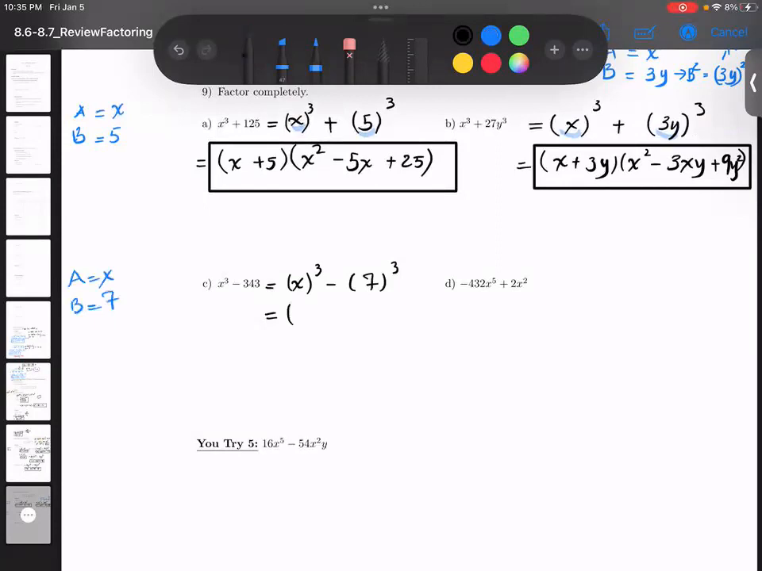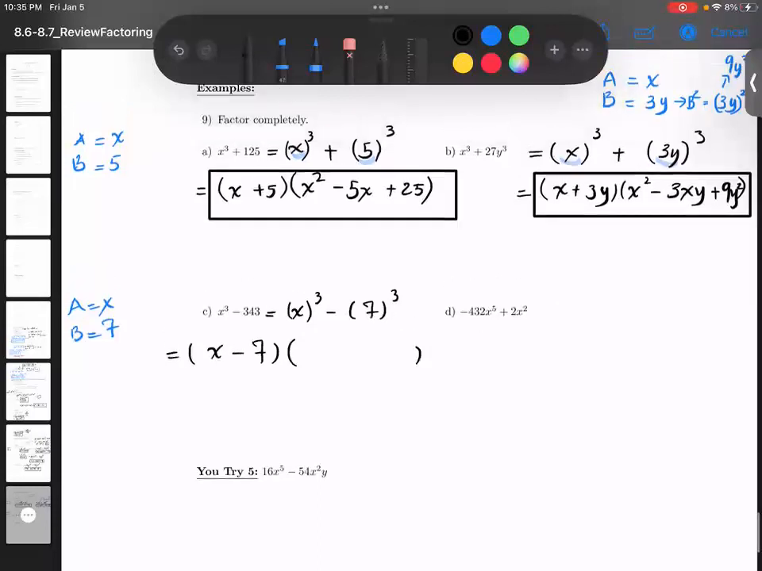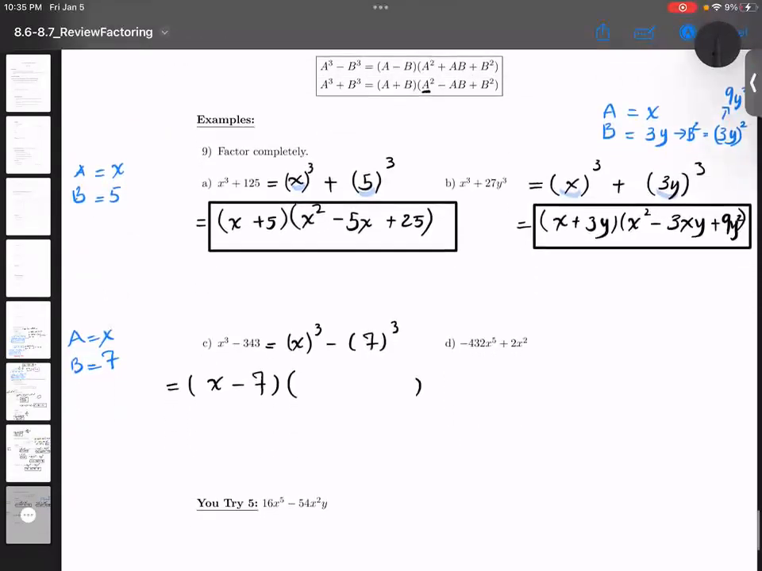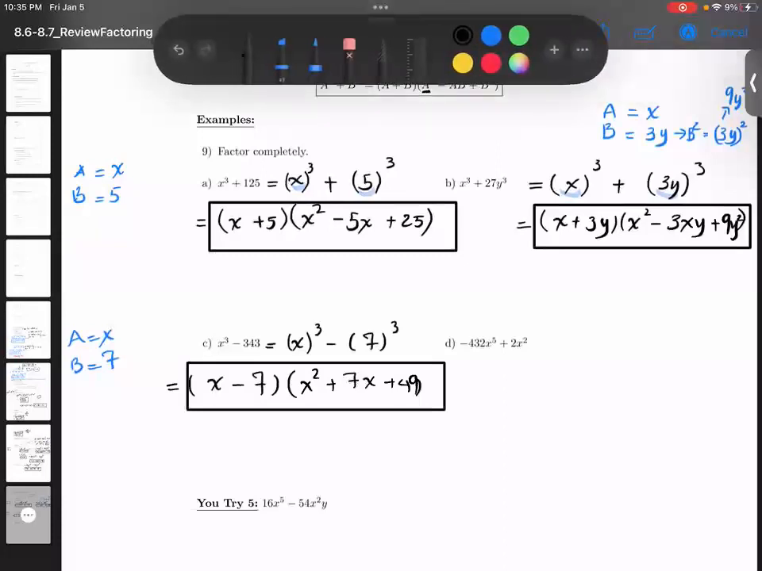Okay. Binomial times trinomial. So that'll be x minus 7 here, A minus B, it's the rule up there. Move this away. And then A squared, so it'll be x squared, plus A times B, 7x, plus the last term, B squared, that'll be 49. So far, so good.